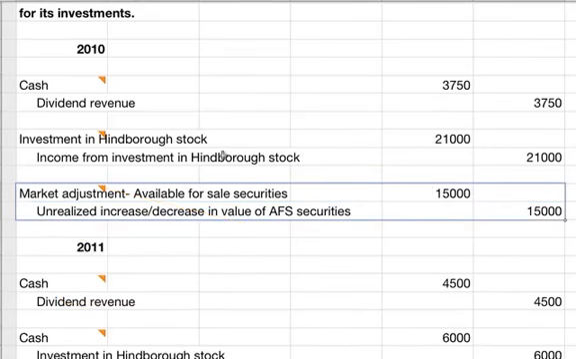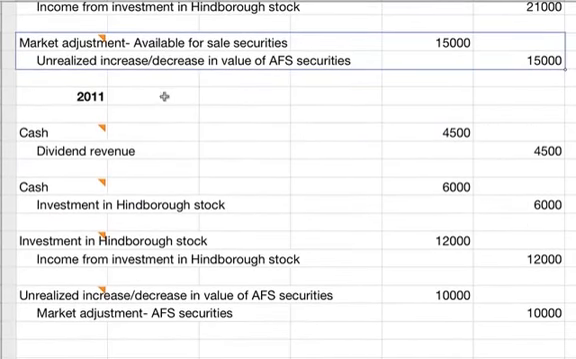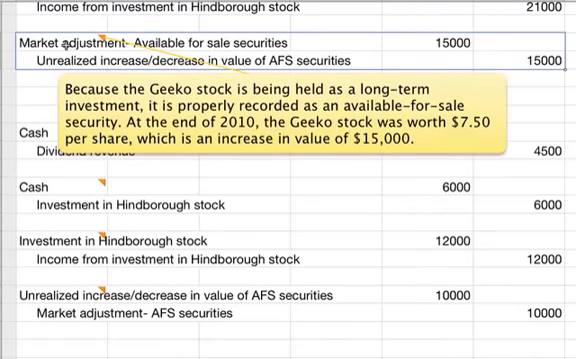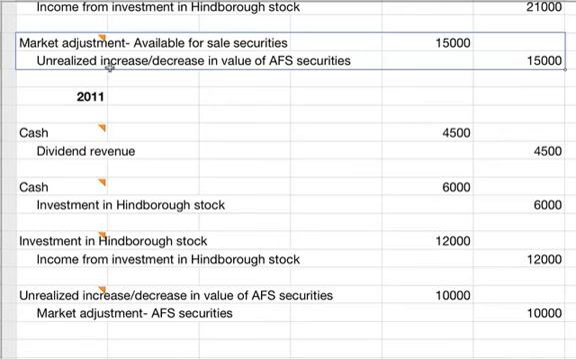Now, at the end of 2010, you've got to make a market adjustment to available for sale securities. Geco stock is being held as a long-term investment. It's properly recorded as an available for sale security. At the end of 2010, Geco stock was worth $7.50 per share, which is an increase in overall value of $15,000 from what Globe paid for it in 2010. So you have a debit to market adjustment and a credit to unrealized increase in the value of an AFS security.